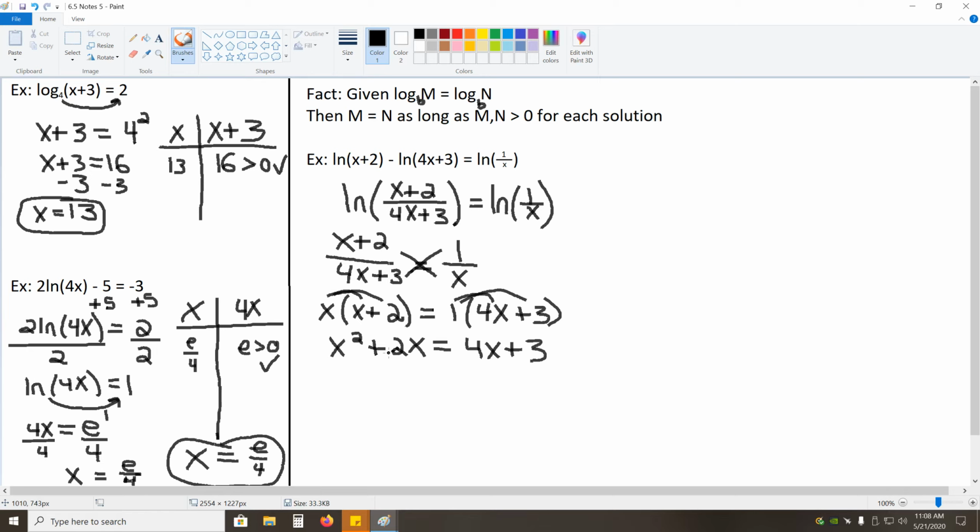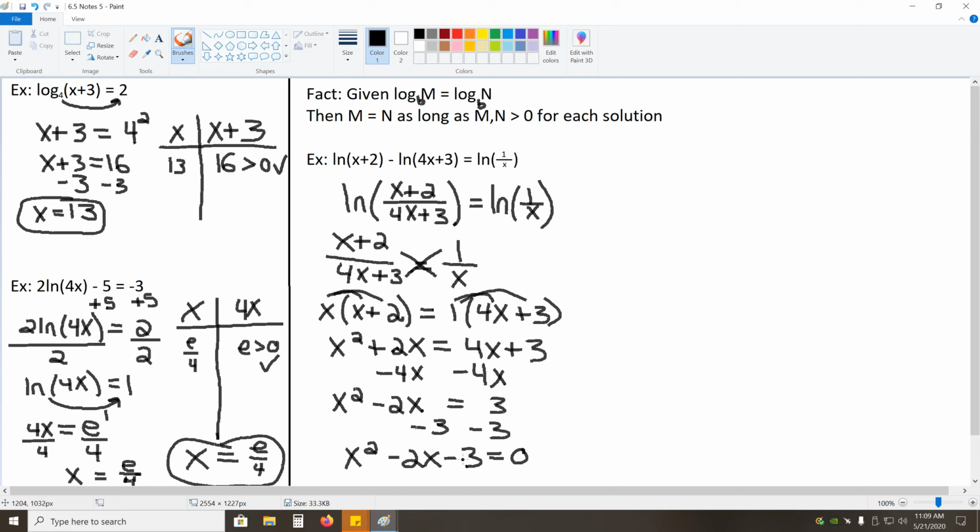And now if we get everything to one side of the equation, we can factor and solve for x. So we'll subtract 4x from each side of the equation, which gives us x squared minus 2x equals 3. And then subtract 3 from each side of the equation to get x squared minus 2x minus 3 equals 0.